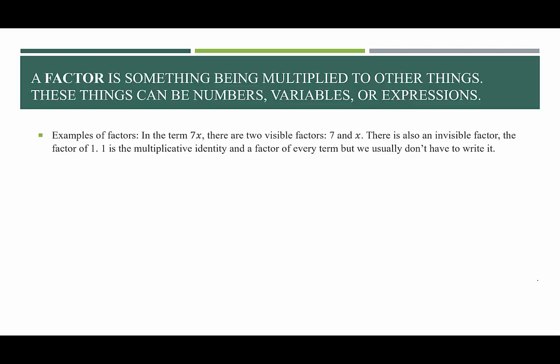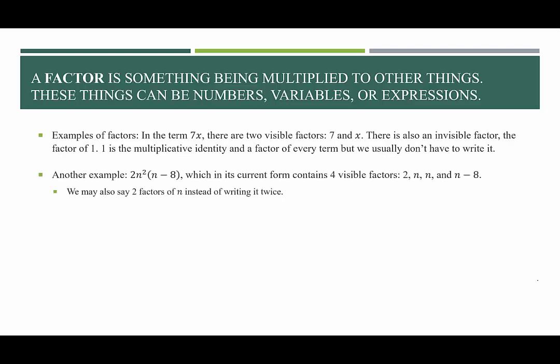1 is what we call the multiplicative identity, and we normally don't write it, although as you get deeper into algebra, sometimes you actually do want to pull out that 1, so that way you can physically see the 1. In another example, if we have 2n squared times (n minus 8) in its current form, as we see it right here, there are 4 factors. And again, I'm calling them visible factors, the invisible one being the 1.